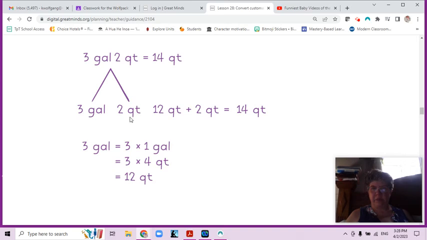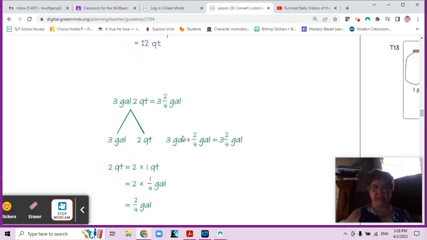Well, 3 gallons and 2 quarts. So how many quarts are in 1 gallon, right? So we expand it out. 3 times 1 gallon is equal to 3 times 4 quarts, right? We substitute these two. 1 gallon and 4 quarts is the same amount, so 3 times 4 is 12 quarts. And then we just add on the 2 quarts that we already had, so that makes 14 quarts, all right?